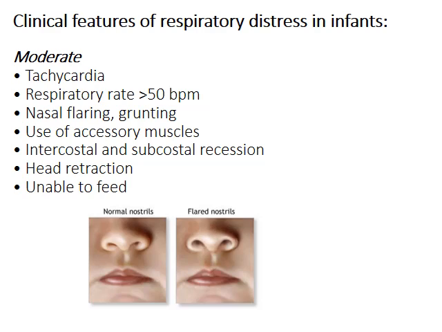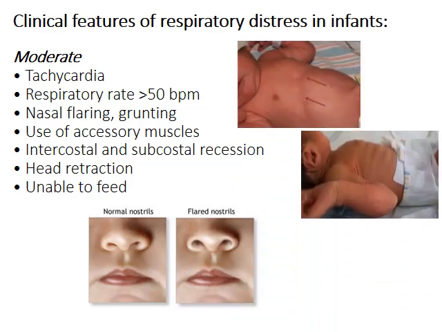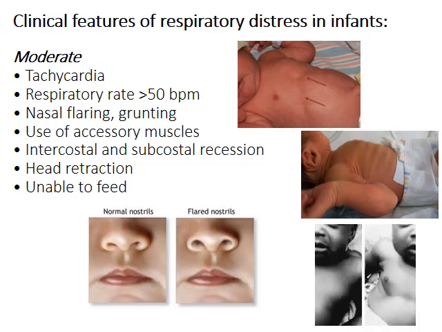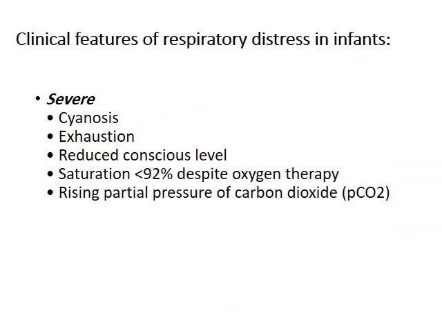This is expiration against a semi-closed glottis to increase intra-alveolar pressure for better gas exchange. This is also a compensatory mechanism. Using the accessory muscles, and there are intercostal and subcostal retractions, and chest indrawing, okay? Head retraction or head bobbing. The patient is unable to feed. All of these are the moderate respiratory distress features.